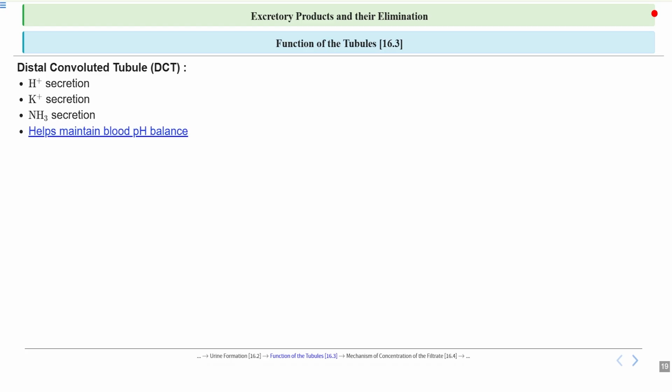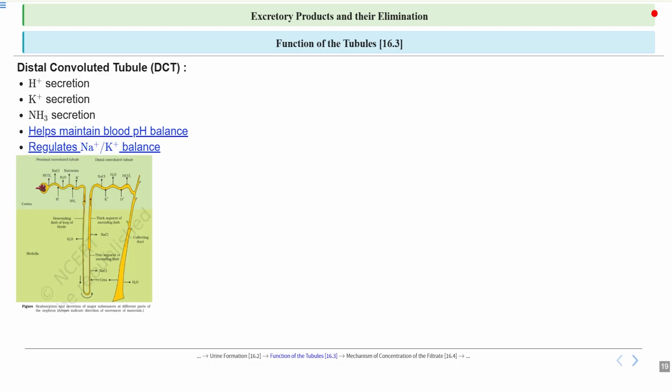One of the DCT's main roles is to help maintain the pH balance of our blood. By controlling the secretion of acids and bases, the DCT ensures our blood stays within a narrow, healthy pH zone. So DCT also regulates the balance between sodium and potassium ions. This balance is crucial for many bodily functions, including nerve signaling and muscle contraction.